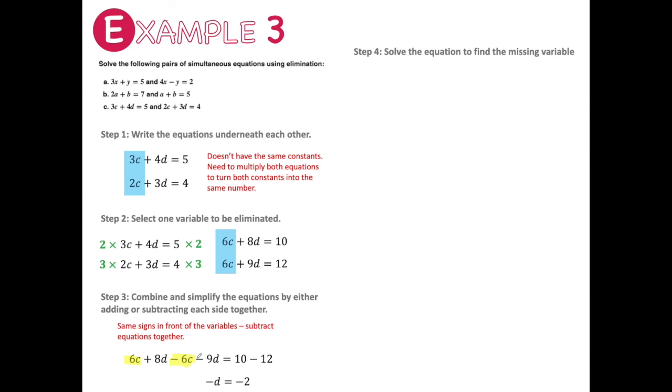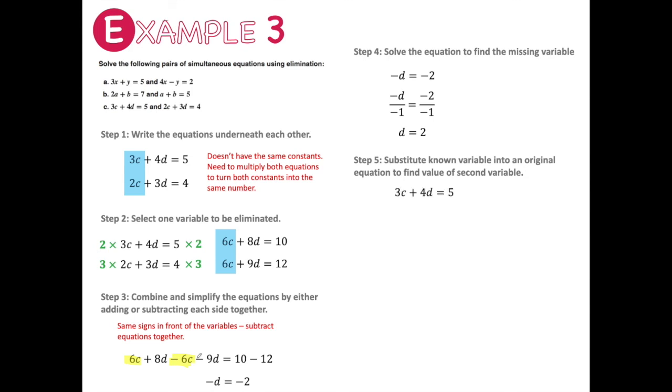So I can find a value for d. I know that negative d is equal to negative 2. If I divide both sides by negative 1, that is going to leave me with d is equal to 2. Because I don't want a negative d, I want a positive d for my value. So now that I know d is equal to 2, I can substitute that value into an original equation. So 3c plus 4d is equal to 5.